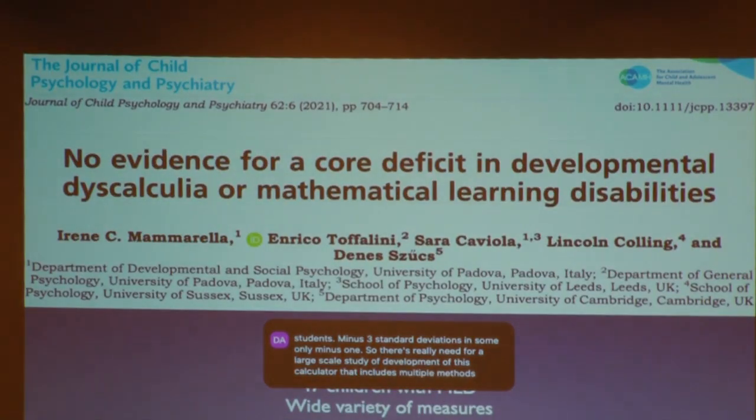And thankfully, just 2 years ago, a group at the University of Cambridge did exactly that. They took a group of 1,500 children with a very stringent cutoff criterion, the 10th percentile, which ended up with just over 40 children with developmental dyscalculia, and they tested them on a wide variety of measures.